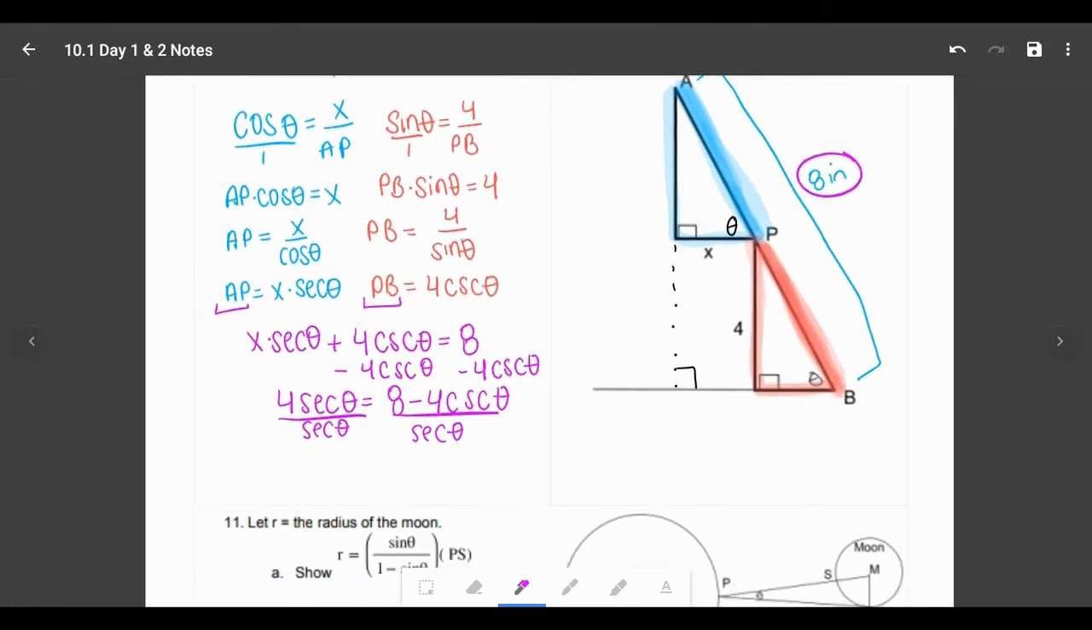So I know that x, I lost my x here. x should be 8 minus 4 cosecant theta over secant theta. And you can leave your answer as that.